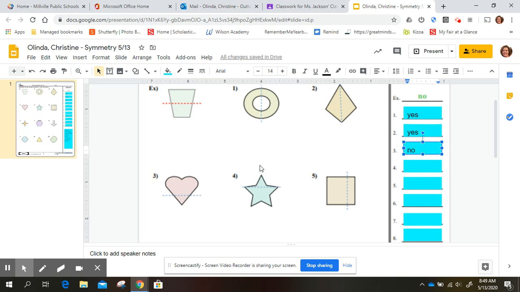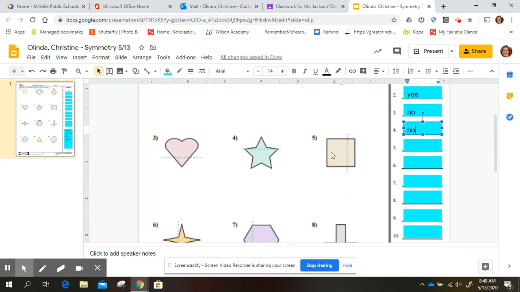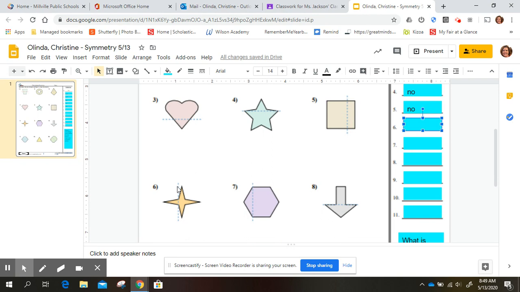Number four, with the star, I could make this symmetrical, but since I cut it here, this piece and this piece are not the same, so my answer would be no. Number five, again, a square, this could be symmetrical, but it's not because of where it's cut. Each piece is not the same size. Number six, a star, this could be symmetrical if it was cut in the middle, but because it's cut here, one of the arms is cut off, that would be a no.